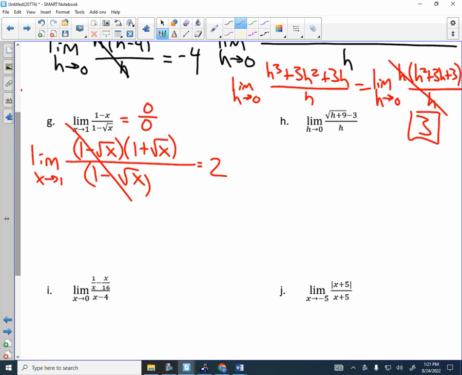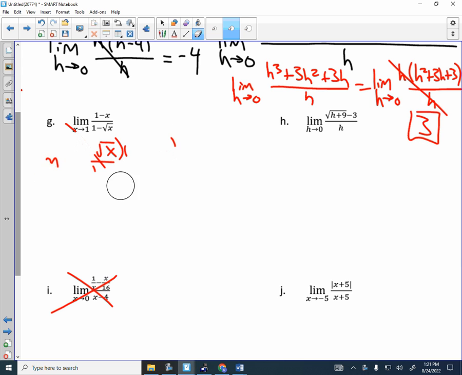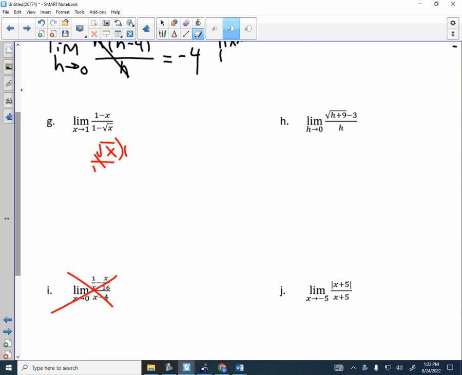We had 2 more problems. We're skipping letter I. We're going to do H and J, and we're done for the day. Any idea what to do with letter H? Let's start by plugging in 0. Love your idea. Okay, so I'm hearing a couple things. First of all, try plugging in 0. What is 0 plus 9? 9. Square root of 9? 3. Minus 3? So it looks like you do get the 0 over 0, right?